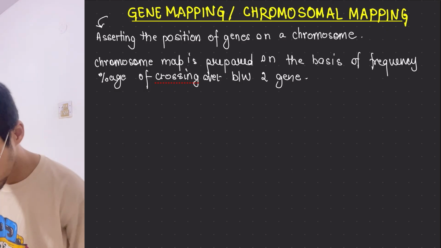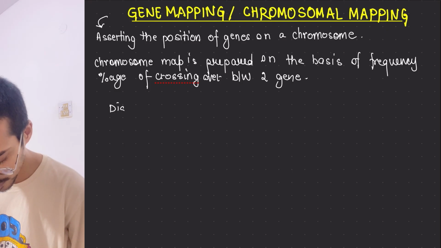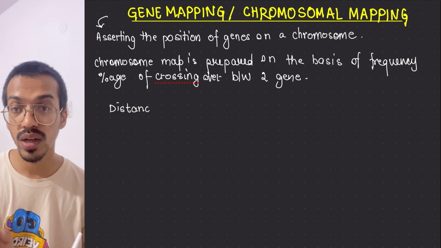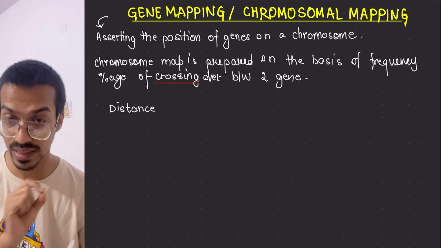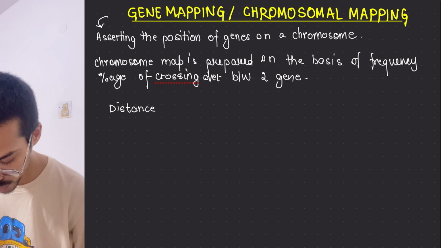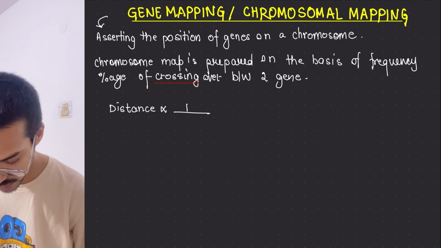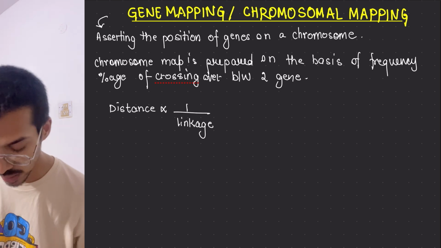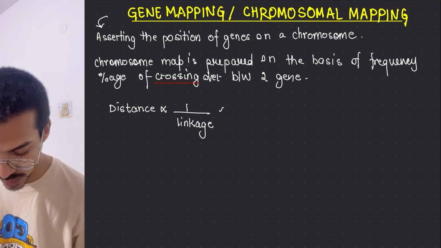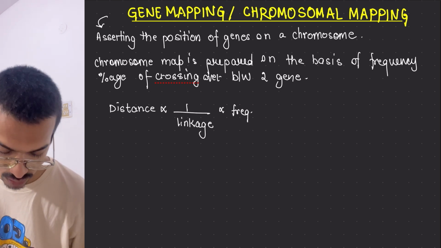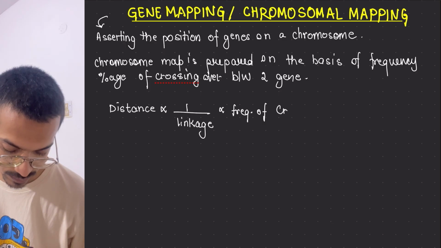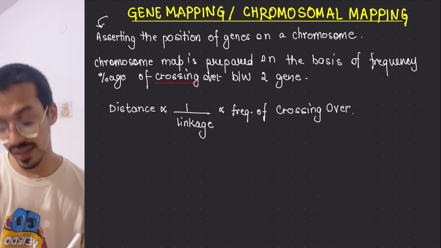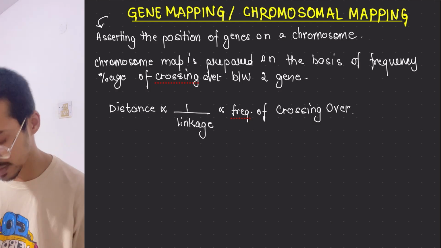We know that more the distance, less the linkage, so distance is inversely proportional to linkage. And more the distance, more the crossing over, so it is directly proportional to the frequency of crossing over. Okay, so we can get this fact understood.